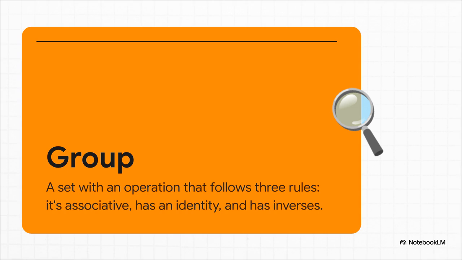Now, for this system to be called a group, it just has to follow 3 basic rules. The way you combine them is associative, there's a do-nothing element called the identity, and every single action can be undone by an inverse action. That's it. That's a group.